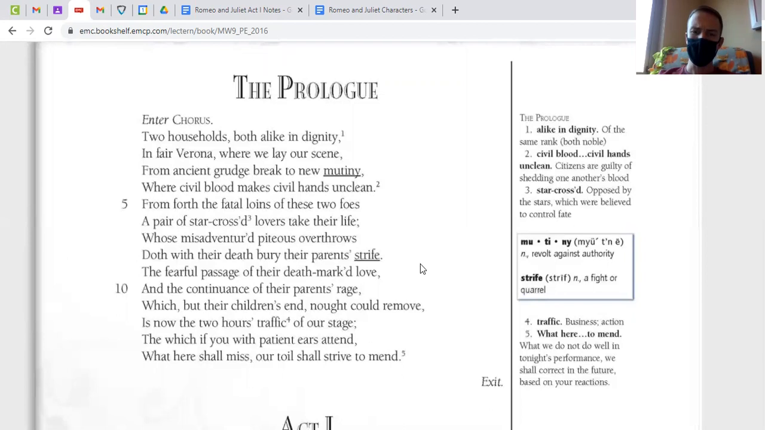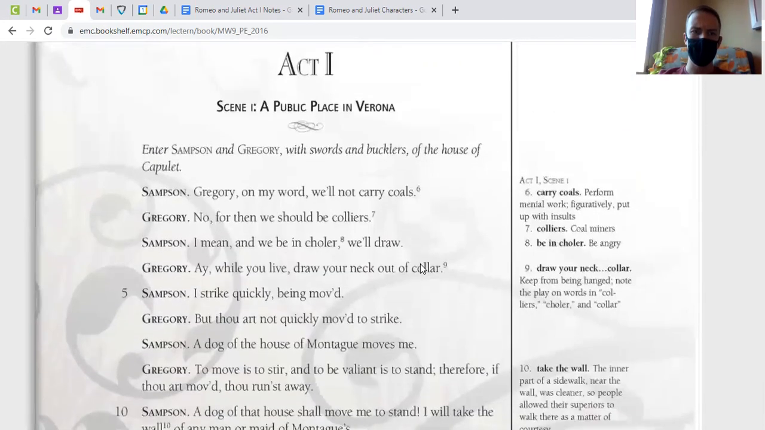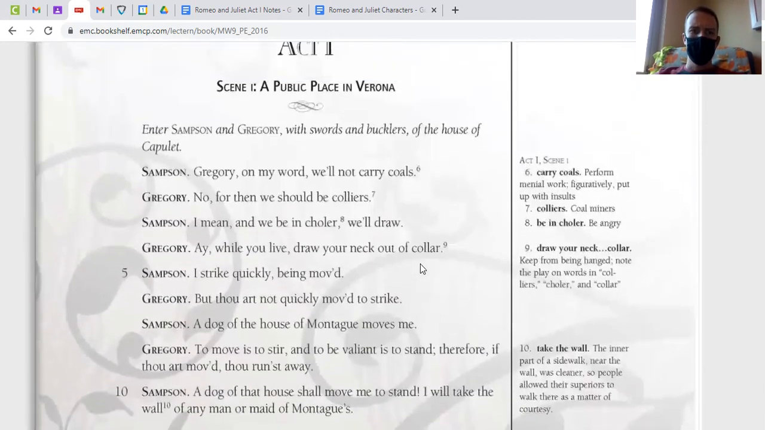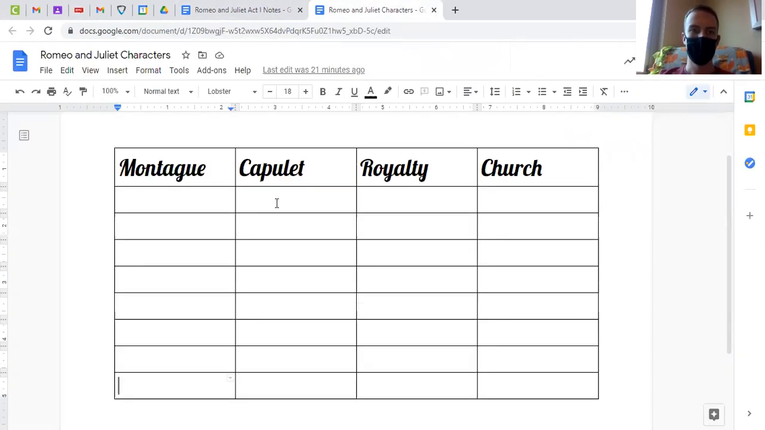Okay, Act 1, we are going to jump right in here. So you start out, you've got Samson and Gregory. They have swords and bucklers. Bucklers are really small shields of the house of Capulet. So we're going to go over to our characters, go to the Capulet side. We got Samson and we got Gregory.